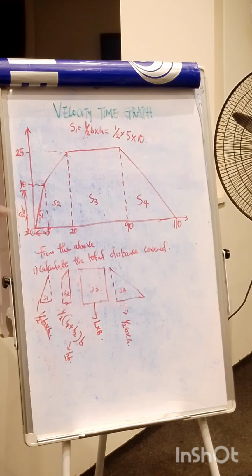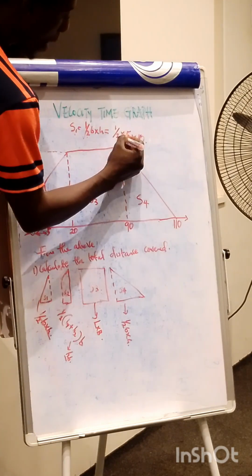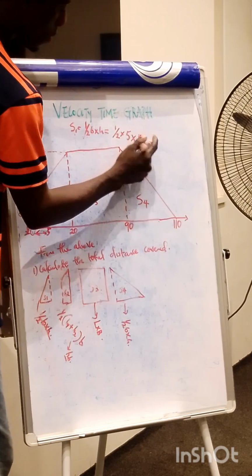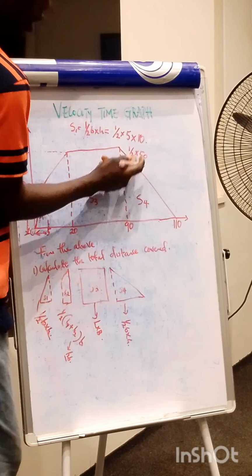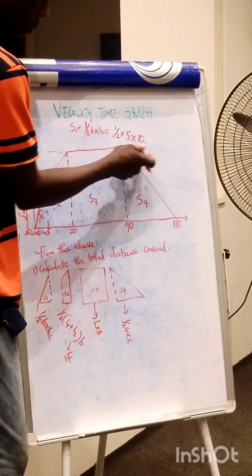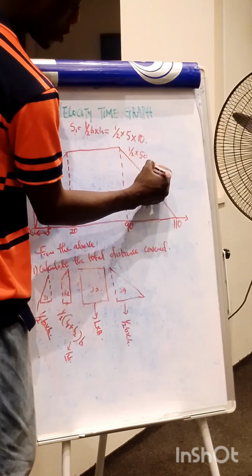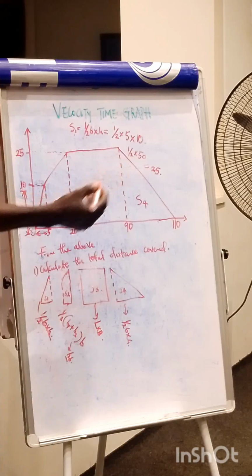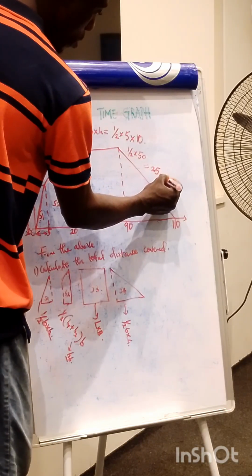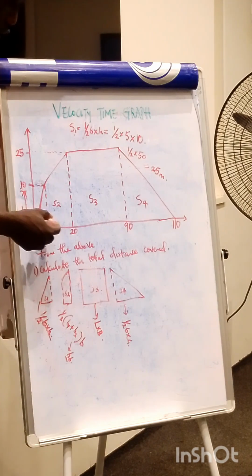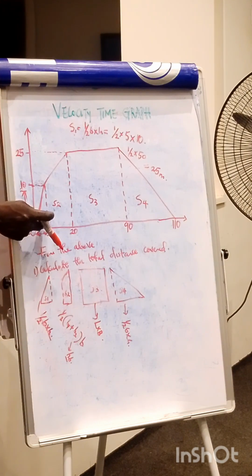Alright. So my S1 is simply 1 over 2, multiply 5 times 10 is 50. Then just press it in your calculator, that's 50 divided by 2. You get your 25. So that's your 25 meters, and that's how we get section 1. So my section 1 here is 25 meters.